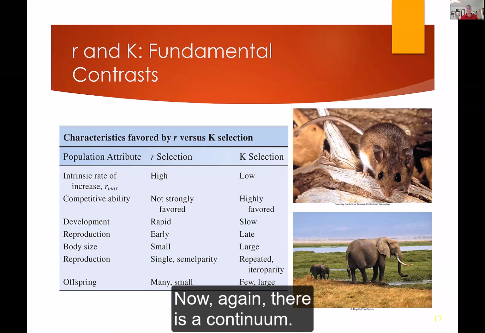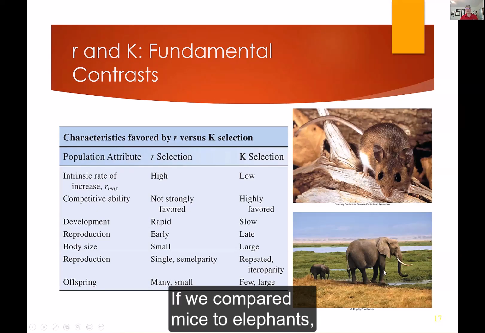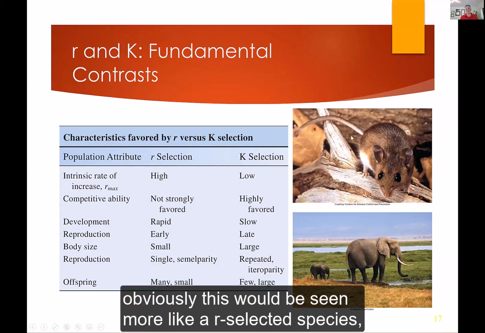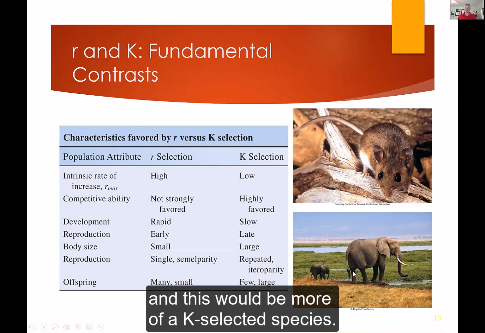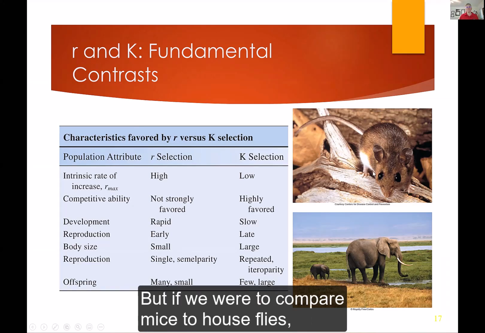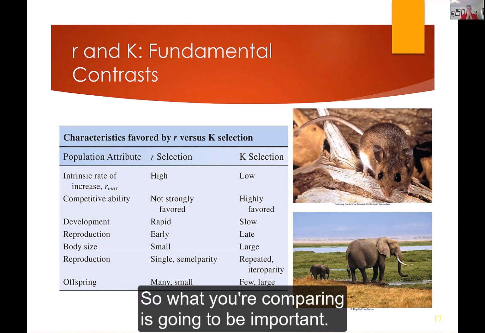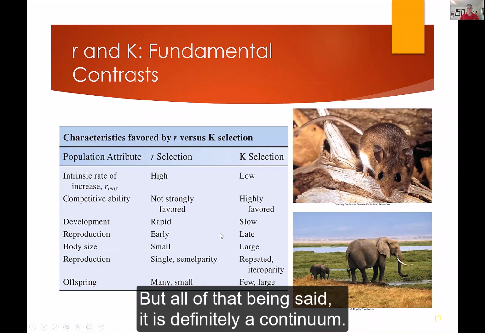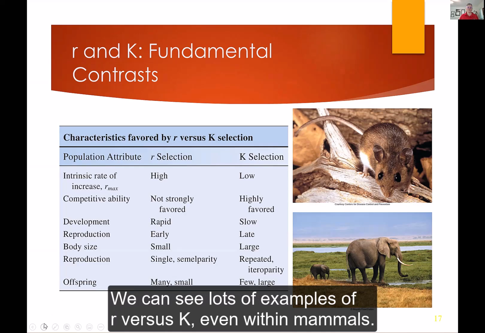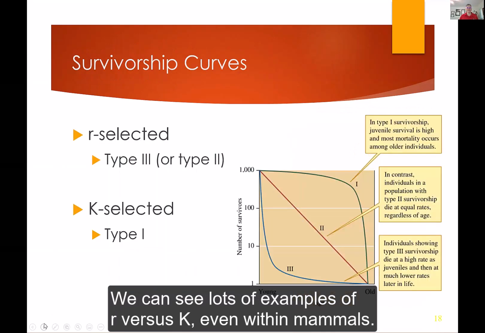Now, again, there's a continuum, right? If we compared mice to elephants, obviously this would seem more like an R selected species, and this would be more of a K selected species. But if we were to compare mice to, you know, houseflies, then you would see differences that way. So what you're comparing is going to be important. But all of that being said, it is definitely a continuum. We can see lots of examples of R versus K, even within mammals.